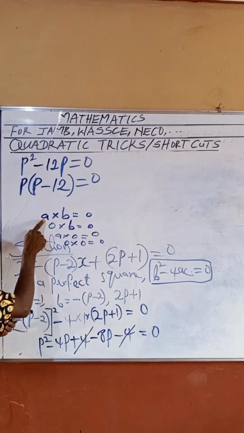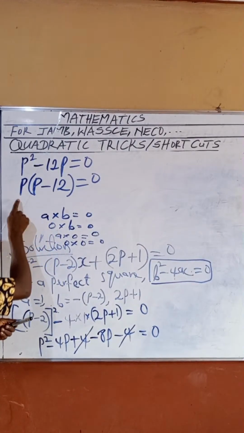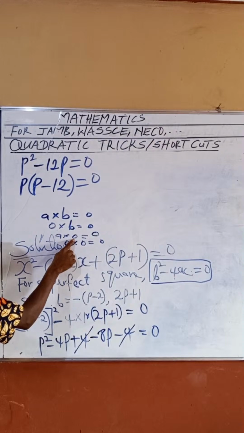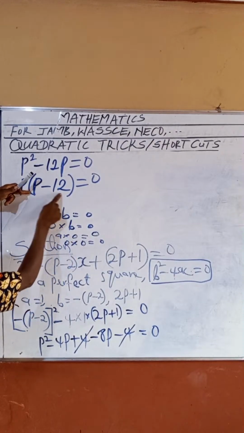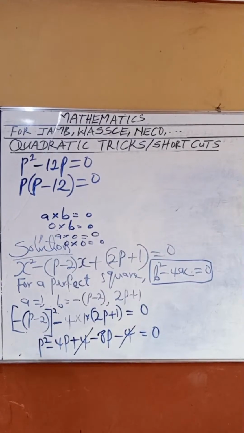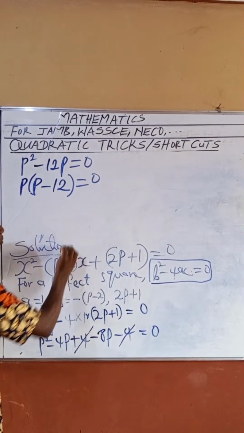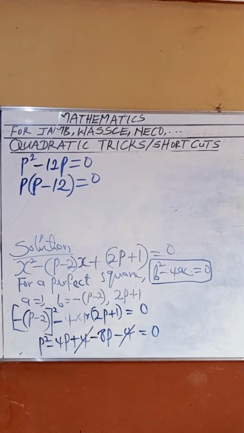That's why we say either a is 0, which is p here is 0, or p minus 12 is 0. So that gives us the solution. That's what gives us the solution finally. So let's proceed to that stage, which is the end stage.